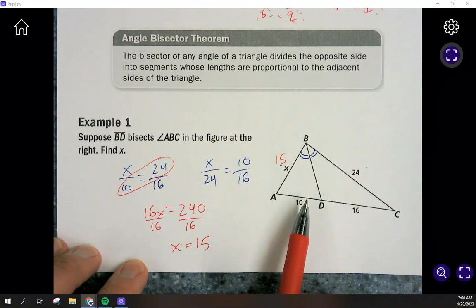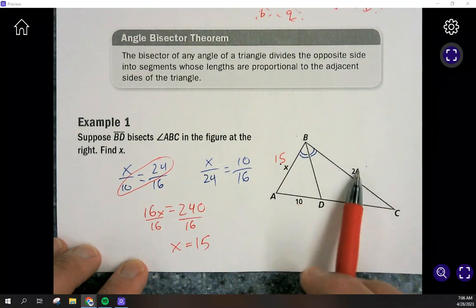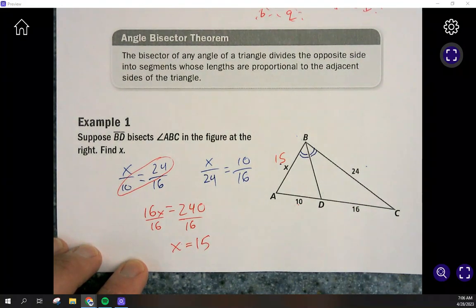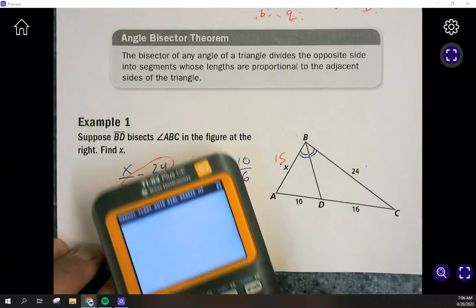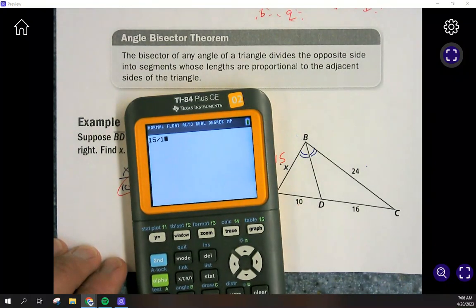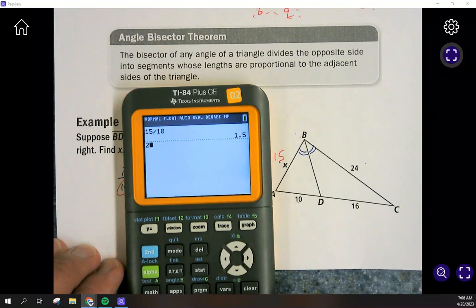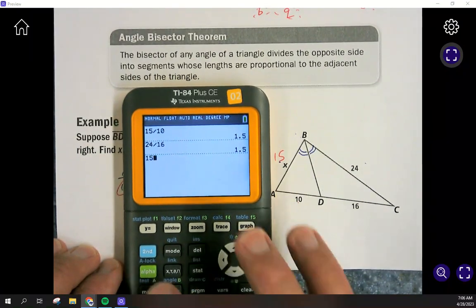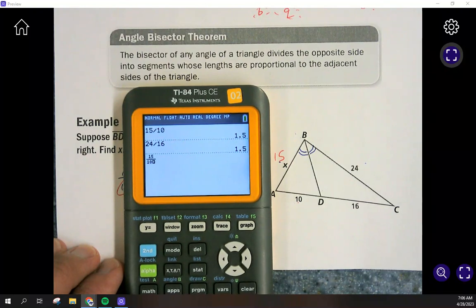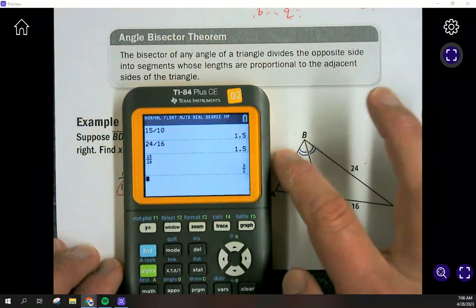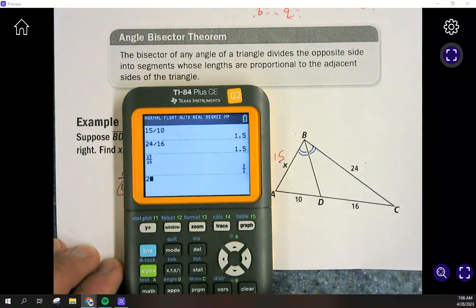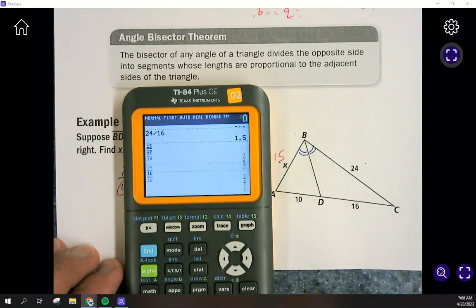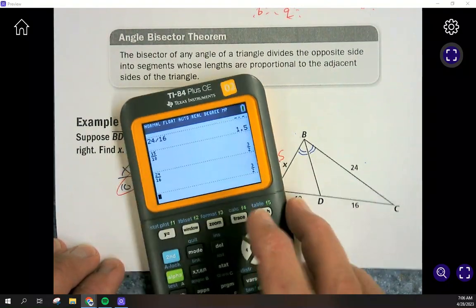So 15 compares to 10, the same way 24 compares to 16. That should make sense. If I went ahead and divided those, 15 divided by 10 is 1.5, 24 divided by 16 is 1.5. Okay, they're in the same relationship. If I write them as a simplified fraction, 15 over 10 is 3 over 2. 24 over 16 is also 3 over 2. So they're in the same relationship.